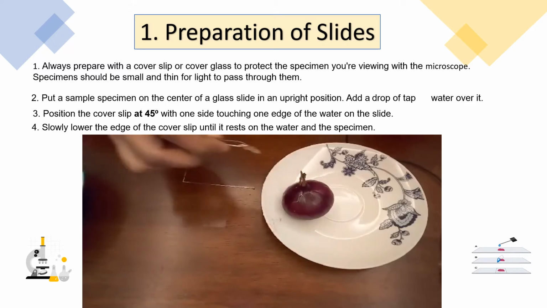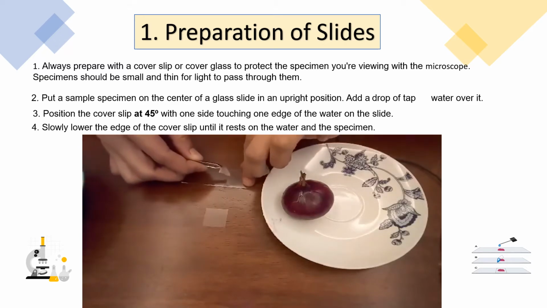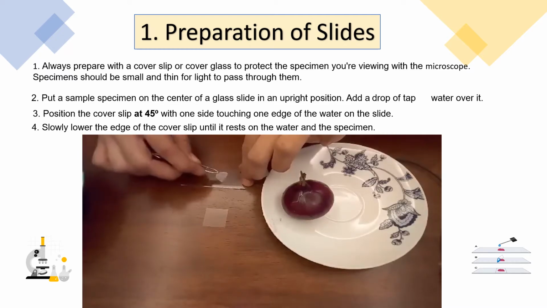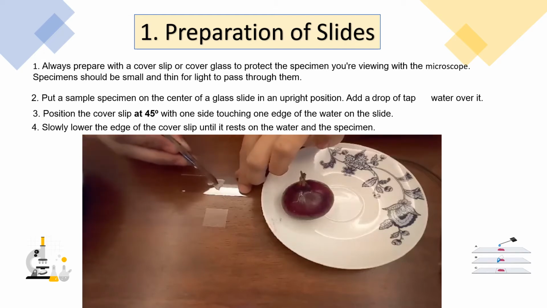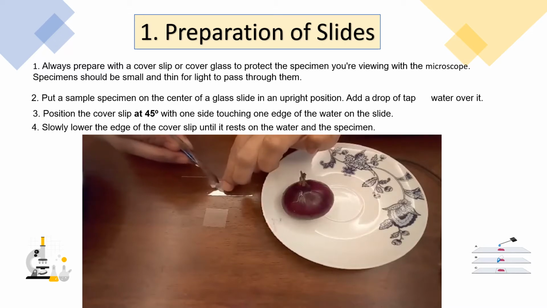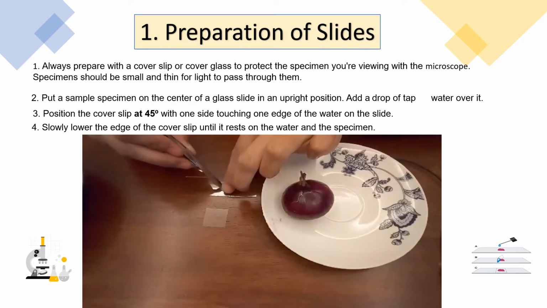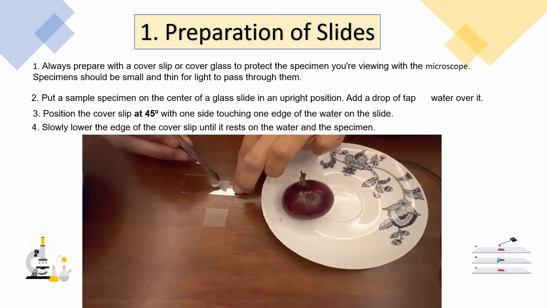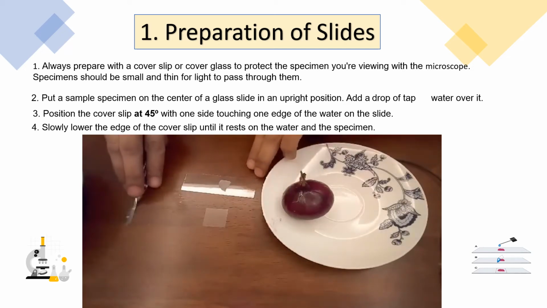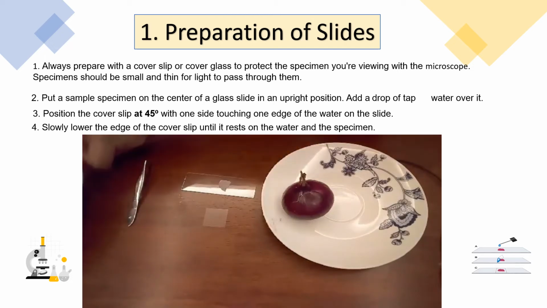For the first step, we need to put our sample at the center of our slide using the tweezers. So carefully do it so that our specimen will not be damaged or broken. After that, we need to add a drop of tap water over it. Make sure that the amount of water is not too much.